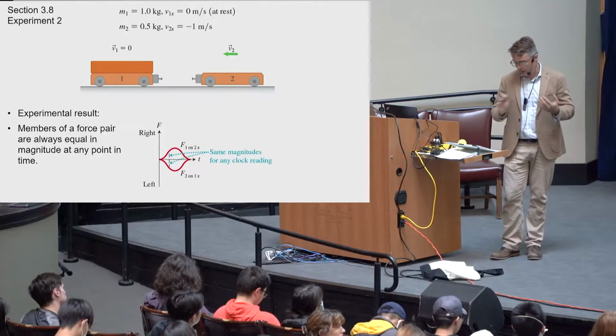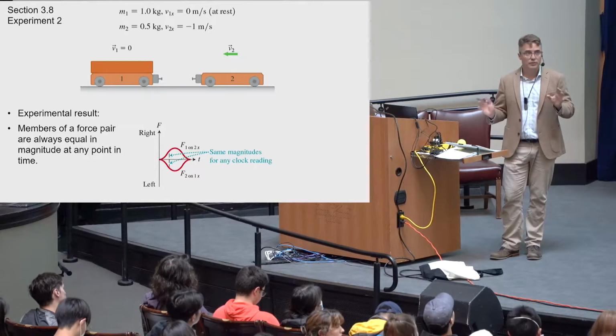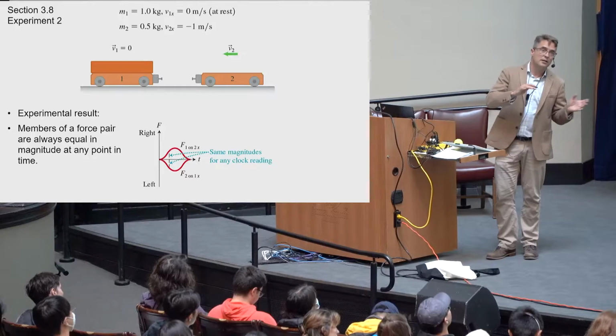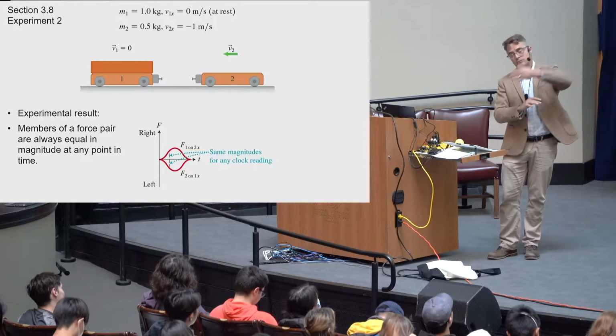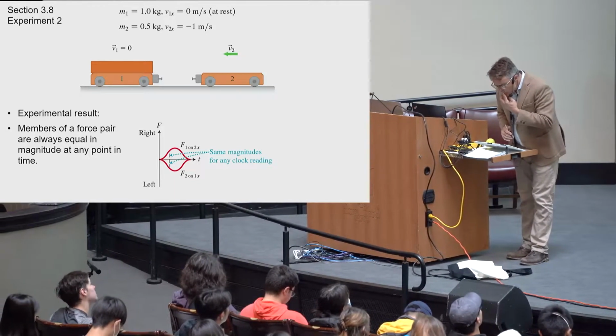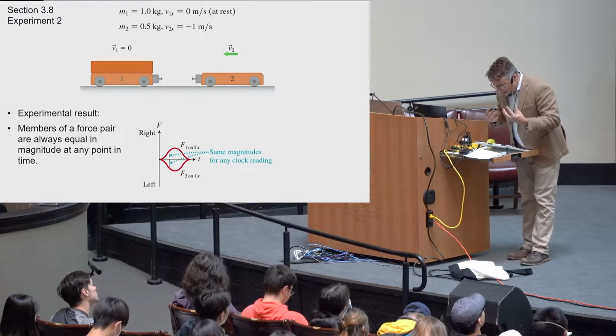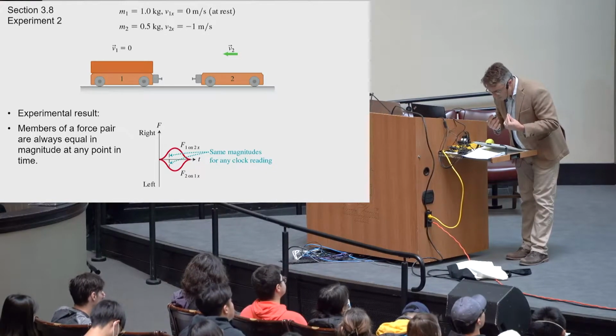Members of a force pair are always equal in magnitude at any point in time. Measuring, the force of 2 on 1 equals in magnitude the force of 1 on 2. Okay, and we're going to use that sometimes in solving these problems.